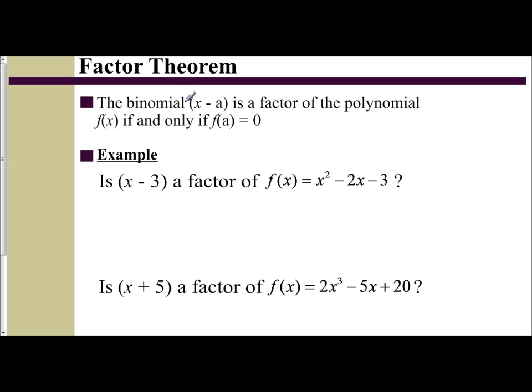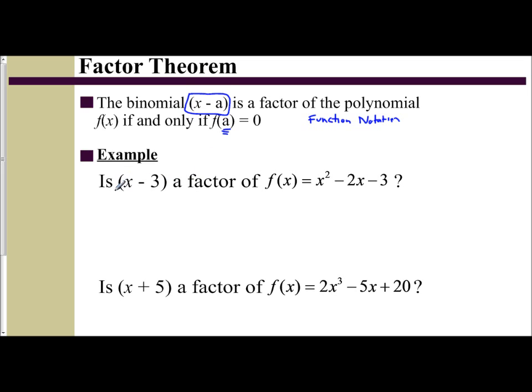This means that if you want to determine if a binomial is a factor, what you do is plug the a value into the function, because remember this is function notation, and function notation is a way to substitute in a value. If you plug the a value into the function, you should get 0. So if you get 0 when you plug in that a value, that's telling you the binomial is a factor. So let's look at some examples to help this understanding.